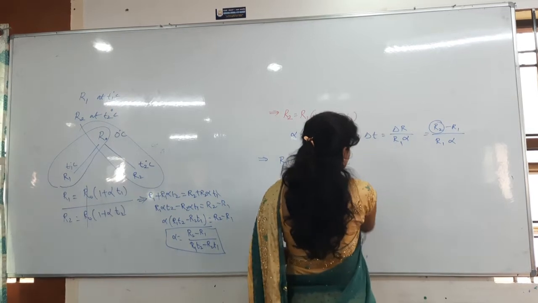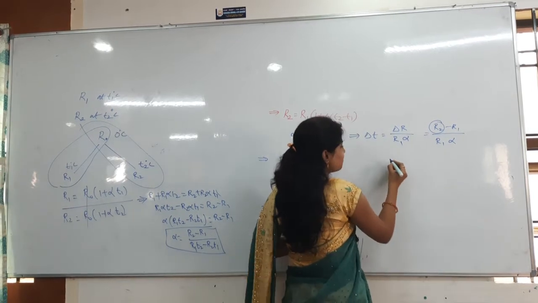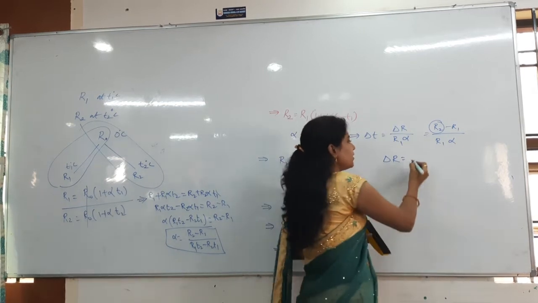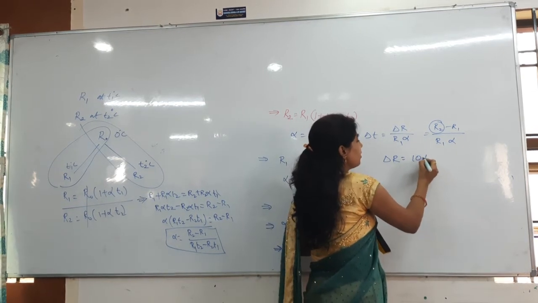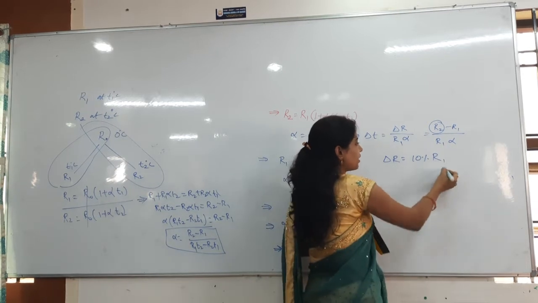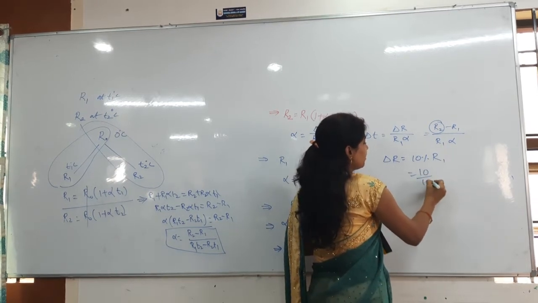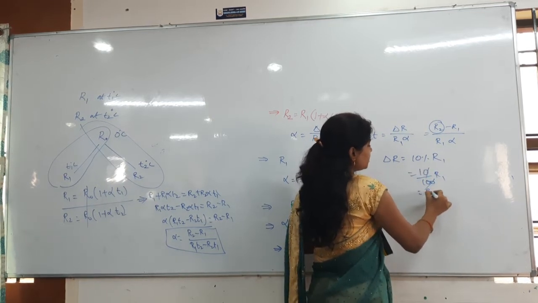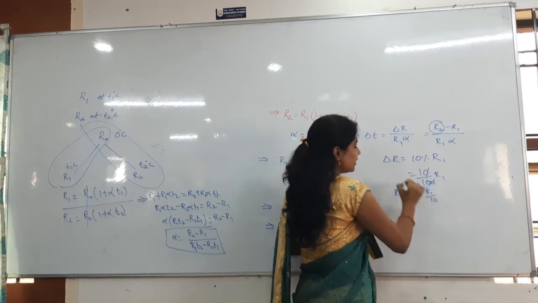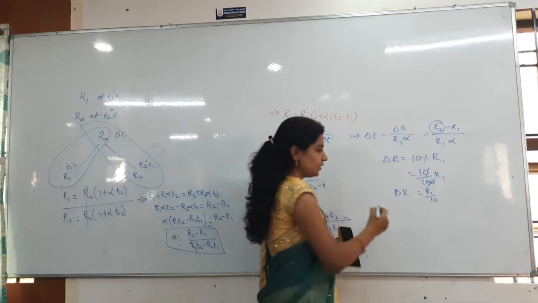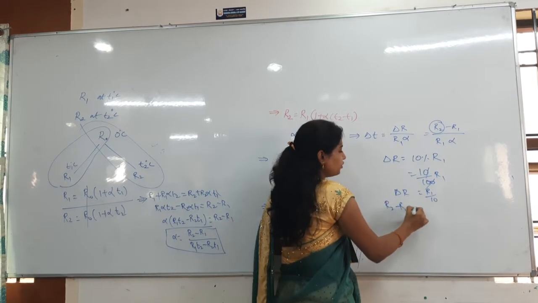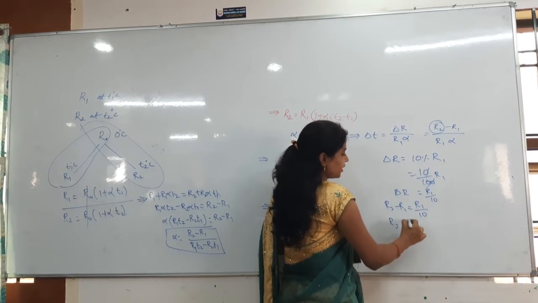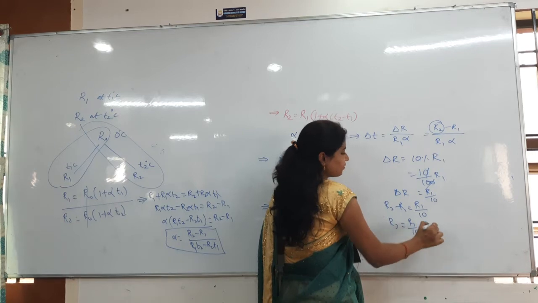Now the increase in resistance, they are saying, is 10%. Increase in resistance means only the change they are giving. Delta R is equal to 10 by 100 of the initial resistance R1. So 10 by 100 of R1 is delta R. Then this will be how much? R1 by 10. This is delta R. Delta R means R2 minus R1. R2 minus R1 is equal to R1 by 10. Then R2 is equal to how much you will get? R1 by 10 plus R1.